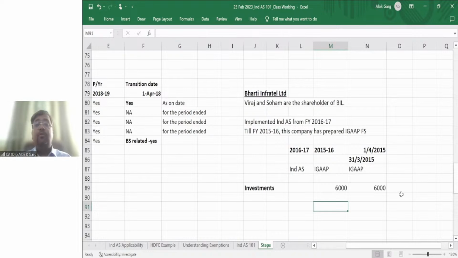Now the market value on 31st March 2015, this was the cost. If I talk about fair value, the market value of this investment was 6,741 crores on 31st March 2015. And the market value becomes 6,100 crores on 31st March 2016. 16 means 31st March 16. Balance sheet will always be as on date. And 16-17 means 31st March 17.